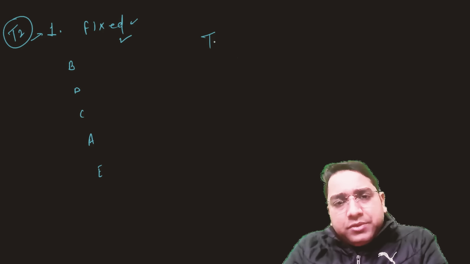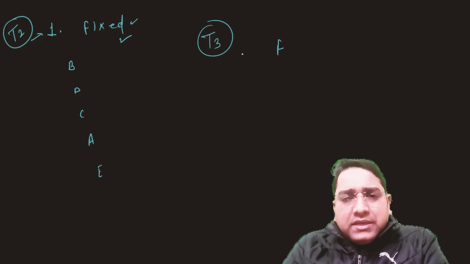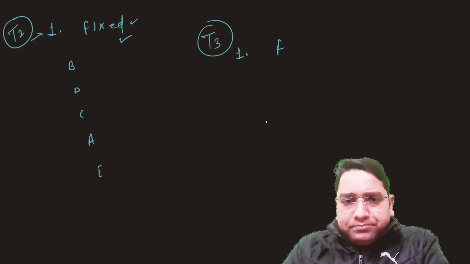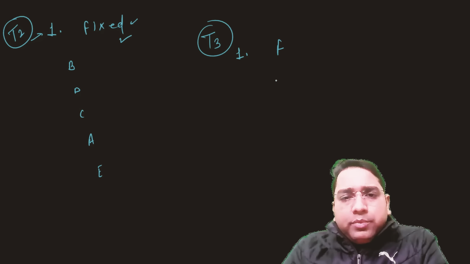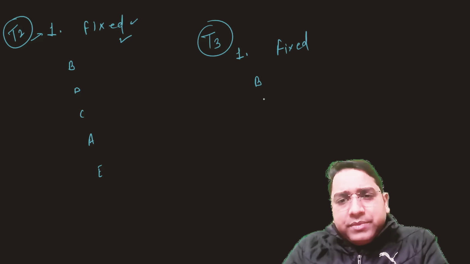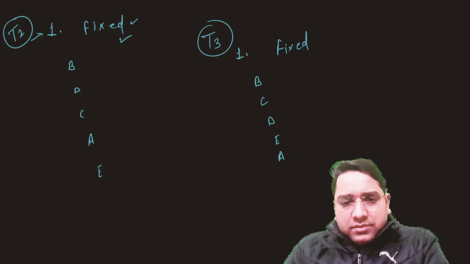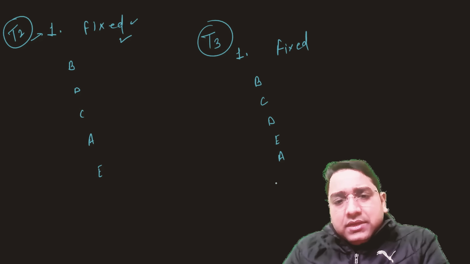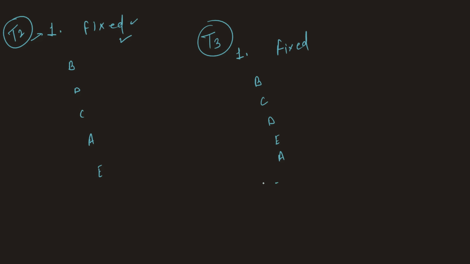Sometimes in type 3, the first line would be fixed. Then there would be, let's say, B, C, D, E, A, and right after this, the last line would also be fixed. So you are required to rearrange only these 5 options. These are the 3 major types which are asked. Is this thing clear?